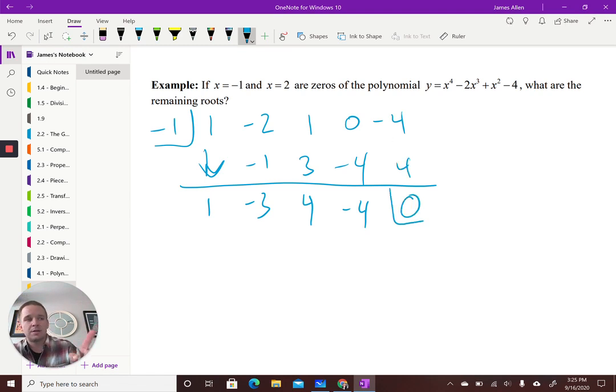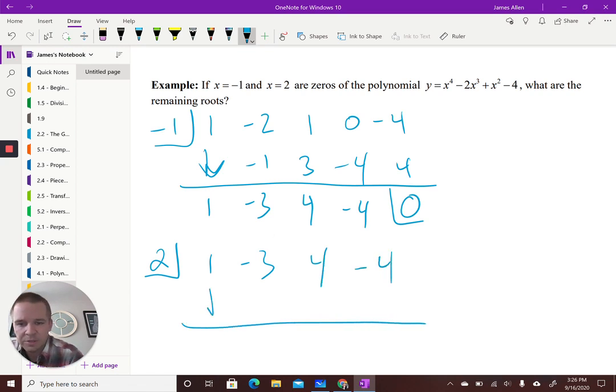That's excellent. Now I'm going to do synthetic division again, because what I have here is a cubic polynomial if I were to write it all out. I'm going to have 2 in the box, and I'm going to throw 1, -3, 4, -4, and do synthetic division again.